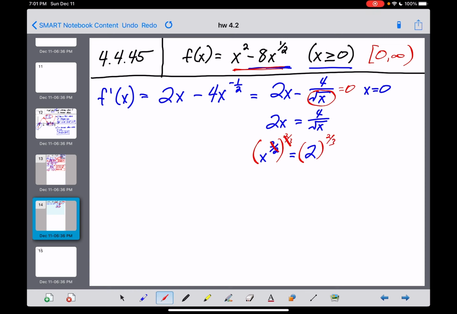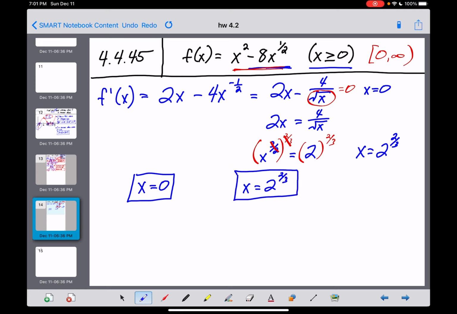Those would cancel out, and we'd end up with x equals, and unfortunately, guys, there's nothing you can do here in number 45 to simplify that answer right there of 2 to the 2/3 power. It doesn't work because 2 is not a perfect cube. So I've got to write that as 2 to the 2/3. Not a whole lot of fun. So now I'm going to include x equals 0 because that is a value at which my derivative is undefined, and x equals 2 to the 2/3 power.